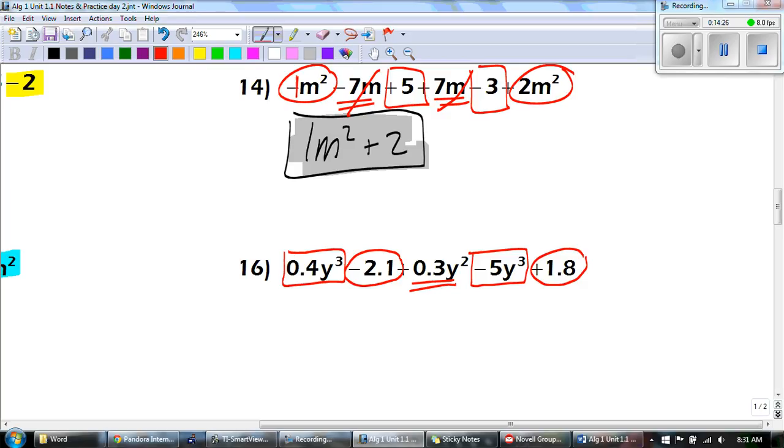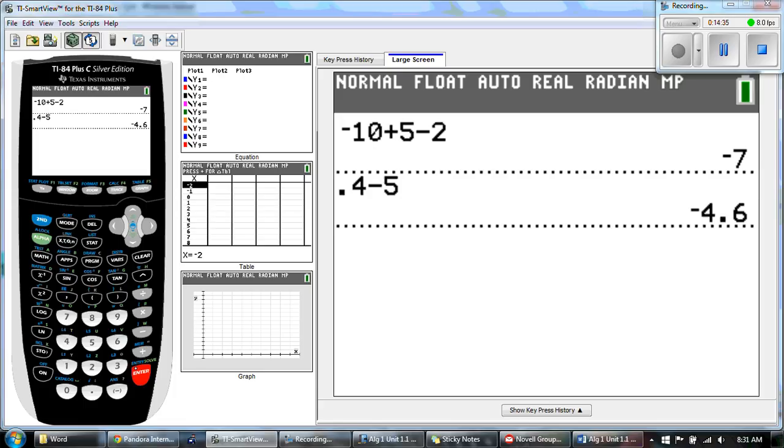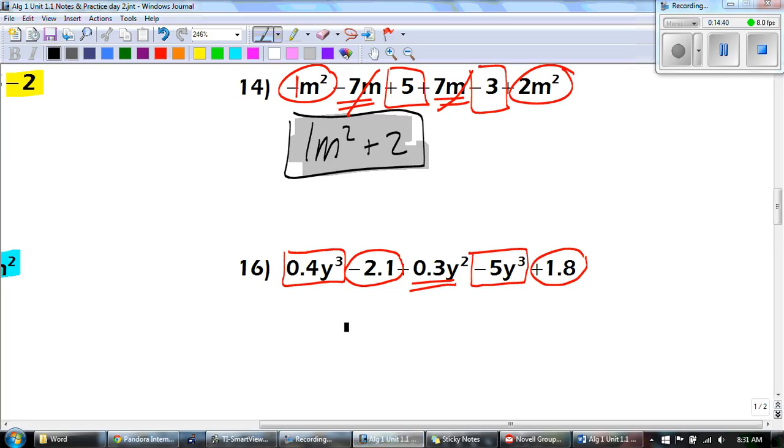Now, if you have trouble with the decimals, just use your calculator, okay? You have 0.4 minus 5. 0.4 minus 5 is negative 4.6. So that means my coefficient would be a negative 4.6 w cubed, okay? Now we know that the 0.3y squared did not have a partner, okay? And now the last thing we have to do is negative 2.1 plus 1.8.